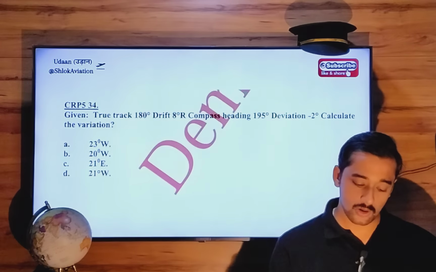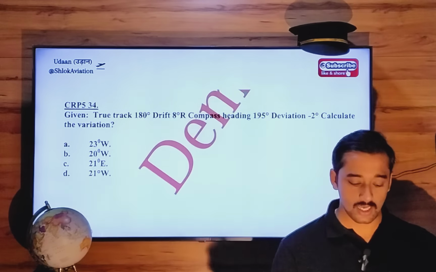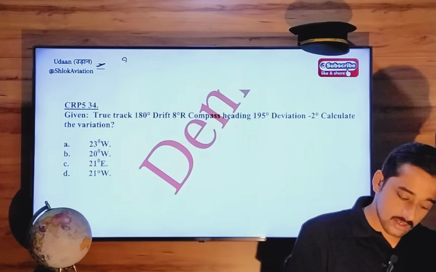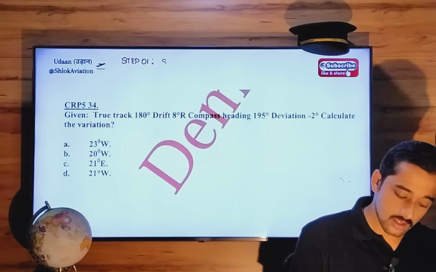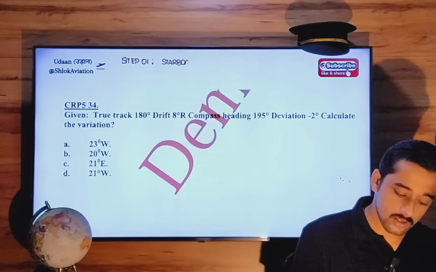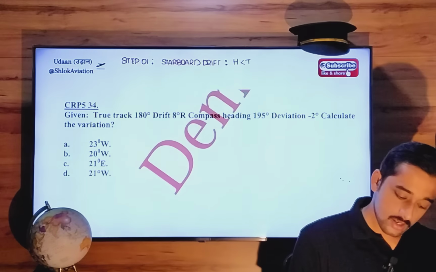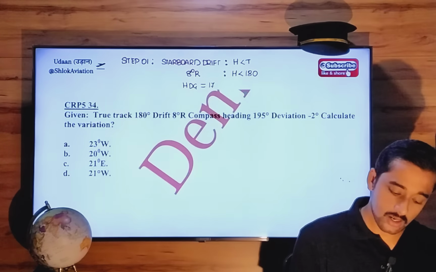Question number 34. True track is 180. Drift is 8 degrees right. Compass heading is given to you. Deviation is given. What is variation? Now before finding variation, let's execute our step number 1, finding true heading. Now with starboard drift, heading is less than track. So with the 8 degree starboard drift and a track of 180, heading will be equal to 172.